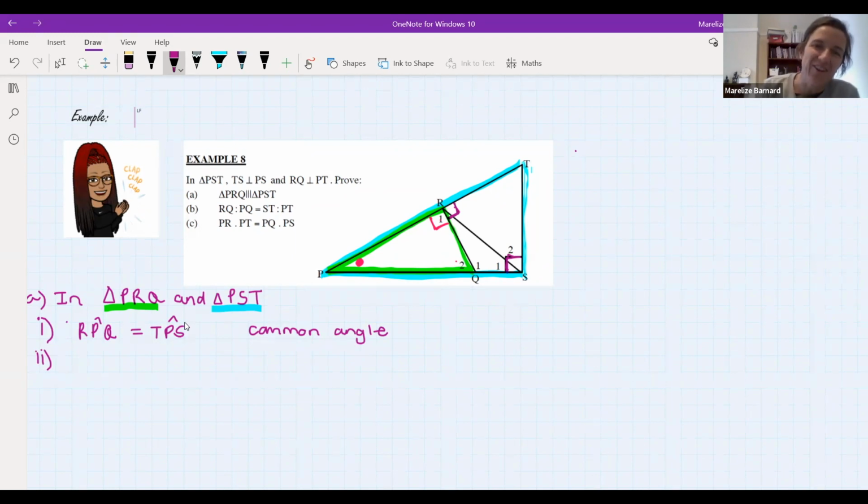Okay, now we're going to say angle R1 is equal to angle TSP. But we have to give a bit of an explanation first. Where did we get that R1 angle from? We got it from the fact that angle TRQ was given as 90 degrees, or perpendicular. The lines were perpendicular, and then we did angles on a straight line.